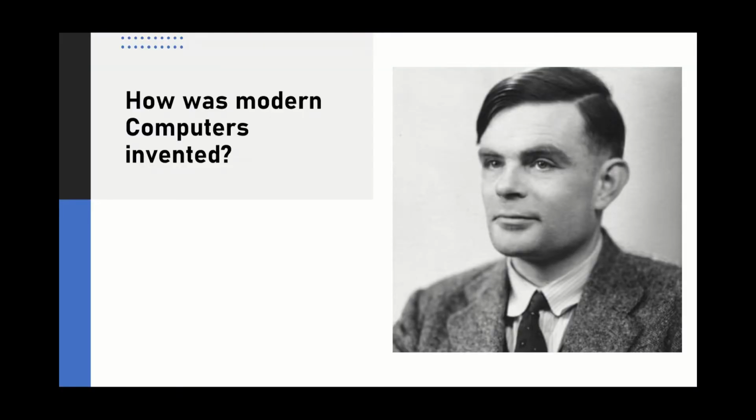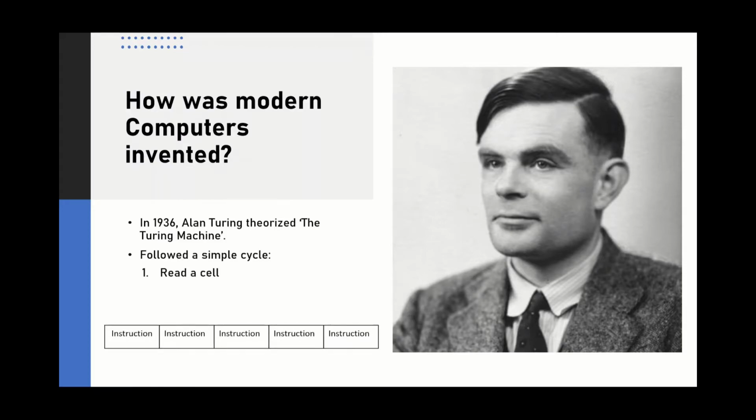So, how were modern computers invented? In 1936, Alan Turing theorized the Turing machine. And this followed a simple cycle. It read a cell, it followed the instruction of its cell, and then it moved on to the next cell. And then it would go on and on until the instructions were finished. Now, this forms the basis of the fetch, decode, execute cycle that modern computers use today.